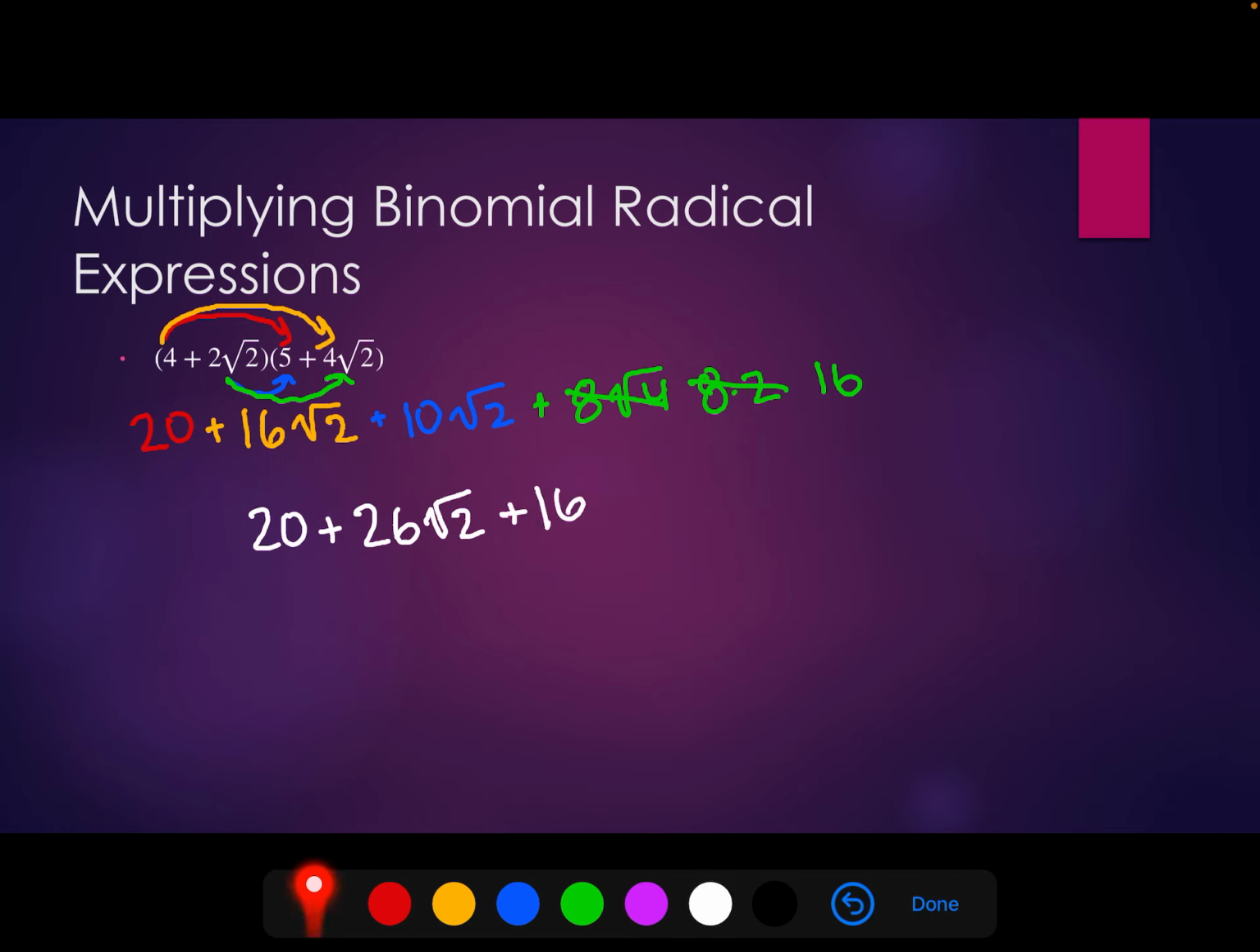And now we're not done yet because we can also combine this 20 and this 16. And that would give us 36 plus 26 root 2. And now we're all finished. There's nothing else we can do here. So we just multiplied these two binomial radical expressions, and we got 36 plus 26 root 2.